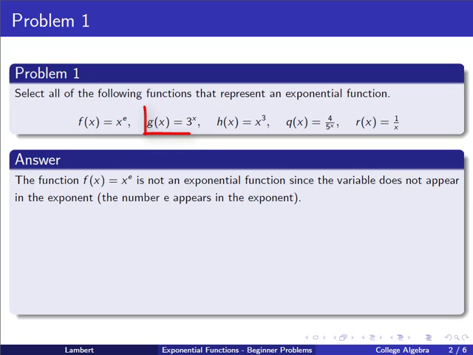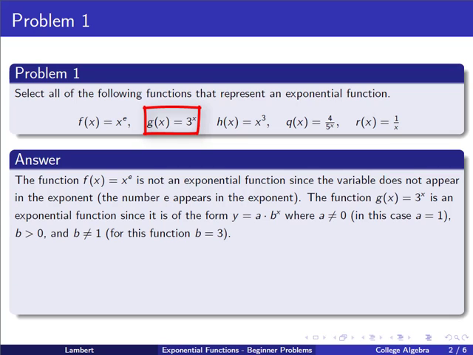Whereas if we look at g of x, we have 3 to the x. Notice the variable appears in the exponent, and that's the only place the variable appears. So g of x equals 3 to the x is an exponential function, since it's of the form y equals a times b to the x, where a is not equal to 0, and b is greater than 0 as well.